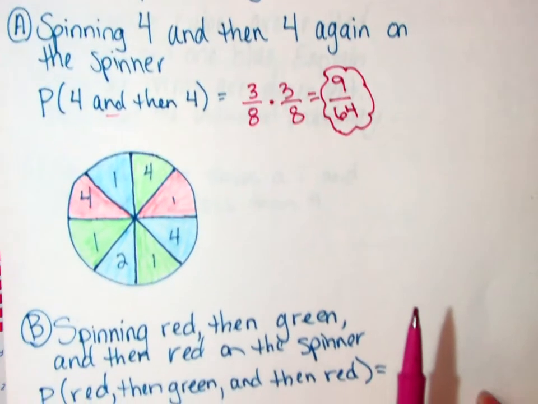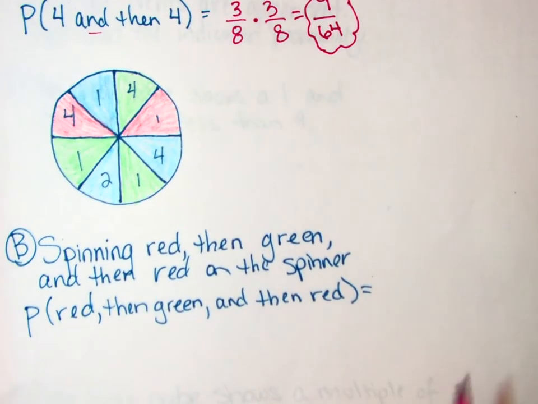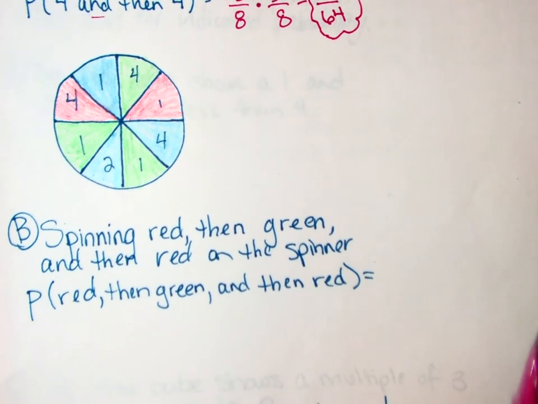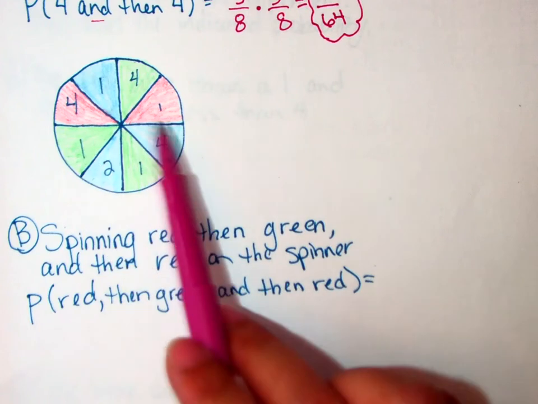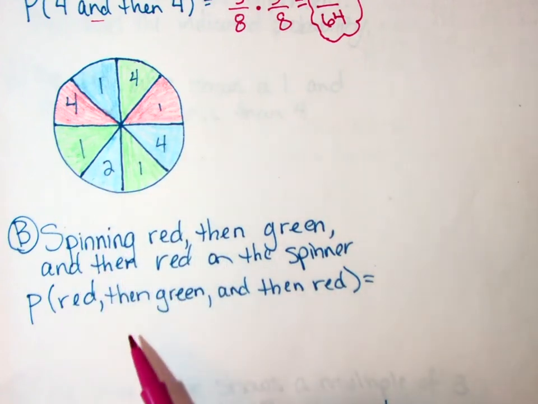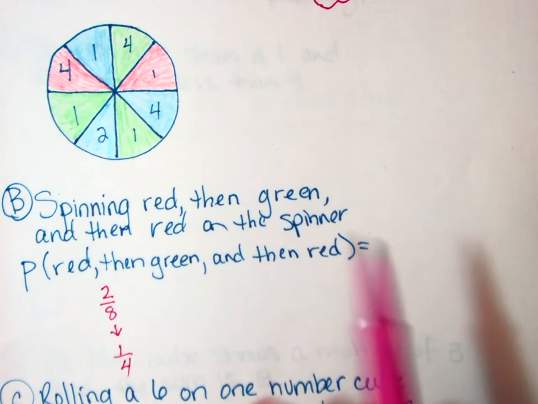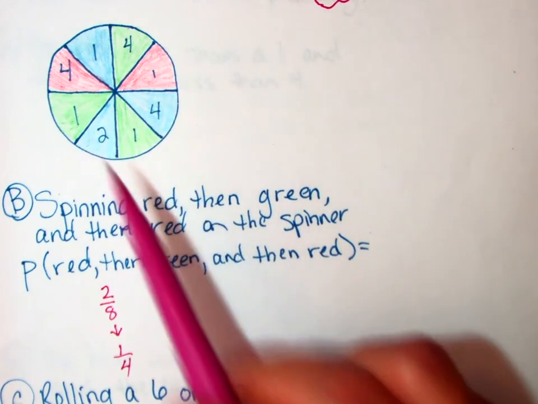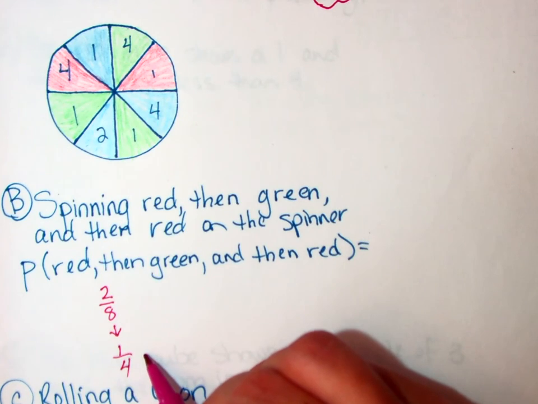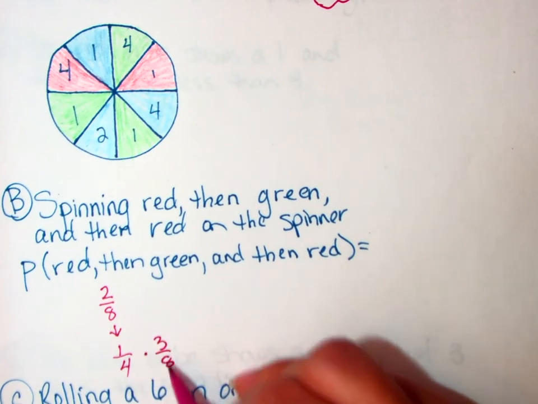The next example, spinning red, then green, and then red on a spinner. Okay, so spinning a red, how many reds do I have? I know there's 8 total. I have 2 reds, so I have 2 over 8, which I am just going to write as 1 over 4. Then I have a green. How many greens do we see? 1, 2, 3 out of 8. So I'm going to write it down here, times 3 out of 8.